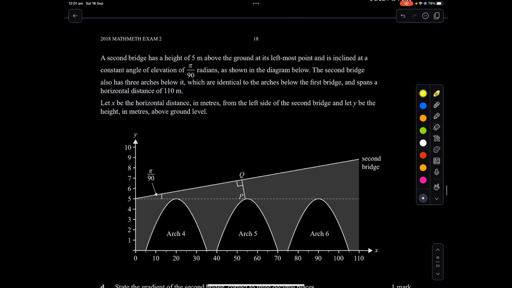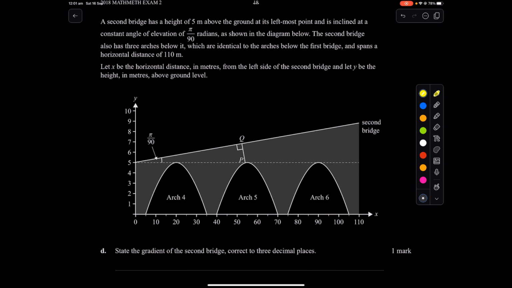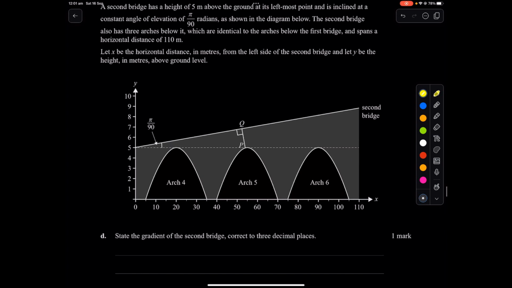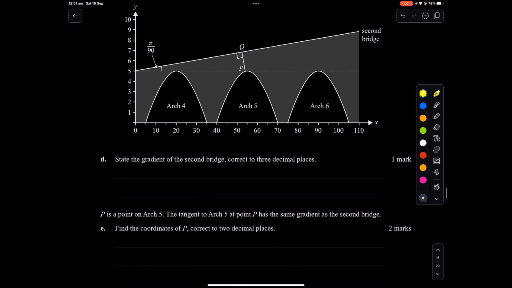A second bridge has a height of 5 meters at the ground at its leftmost point and is inclined at a constant elevation of pi over 90, as shown in the diagram below. The second bridge also has 3 arches below it, which are identical to the arches below the first bridge. Let x be the horizontal distance in meters from the left side of the bridge, and let y be this. Find the gradient of the second bridge to 3 decimal places.